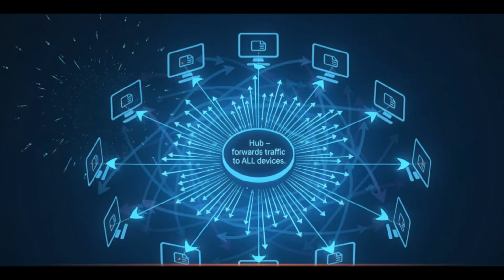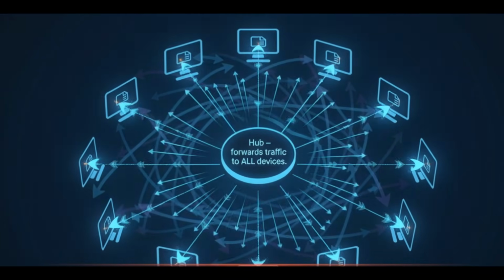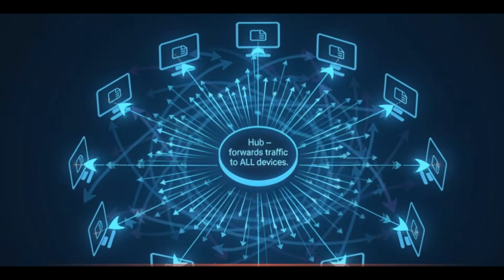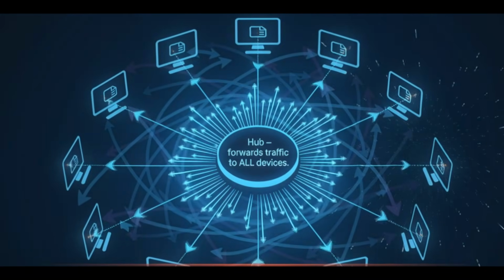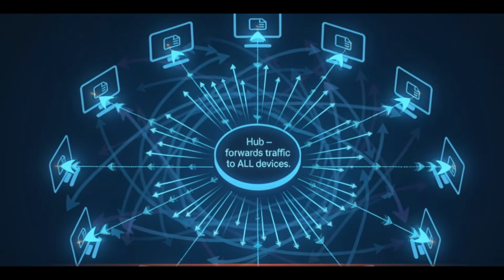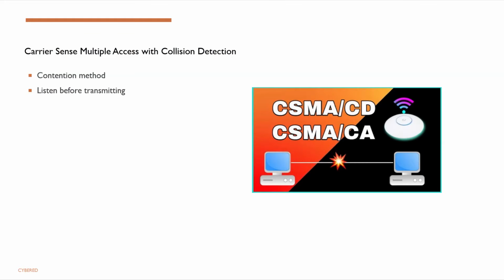Hubs, legacy devices. Hubs are outdated and rarely used today. They forward any incoming signal out of all ports, causing broadcast storms, unnecessary network noise, collisions when devices transmit at the same time, and poor security since everyone receives everyone else's traffic. Hubs use a contention method called CSMA/CD, where devices listen before transmitting. Modern networks avoid hubs because they create congestion and have no intelligence.